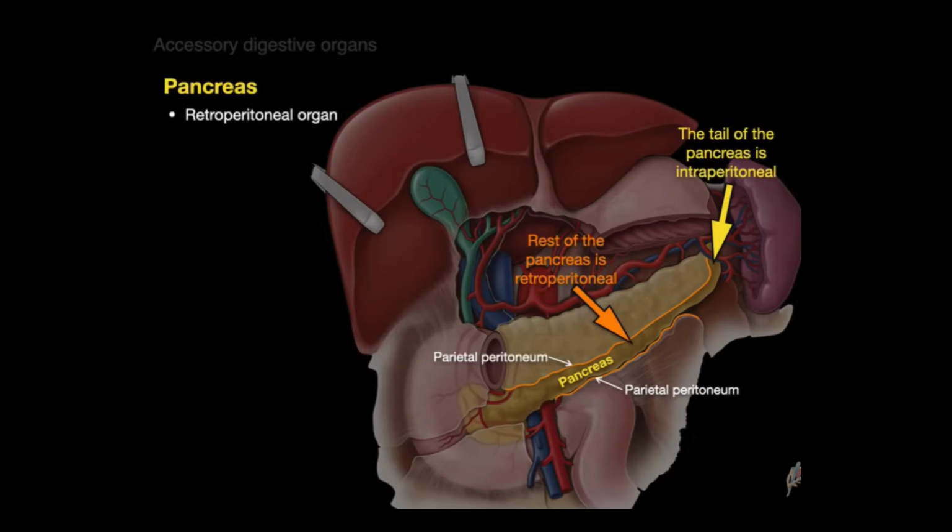Now, the one that I've highlighted in between, you can see the pancreas down here. Those are the retroperitoneal parts of the pancreas. Now you can see the tail of the pancreas down here, where it is mostly intraperitoneal, meaning it has no peritoneal folds.